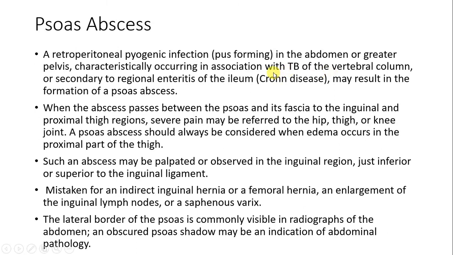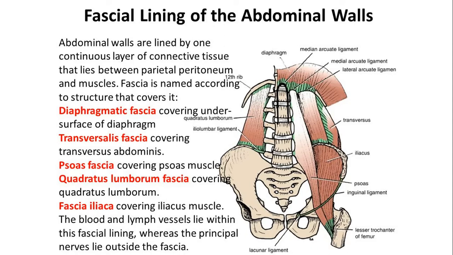It can occur associated with tuberculosis of the vertebral column, or secondary to regional enteritis of the ileum, that is Crohn disease. In this way the abscess can form in this region. When the abscess is between the psoas and its fascial lining, it travels to the inguinal ligament and the proximal region of the thigh. There will be severe pain to the hip, thigh, or knee. Why? Because the pus is lying behind the iliopsoas fascia and it travels in this way.